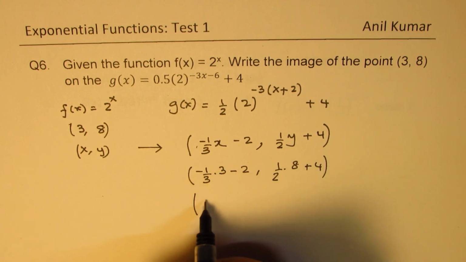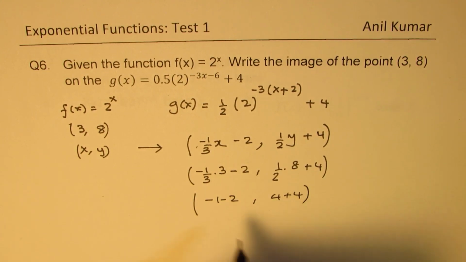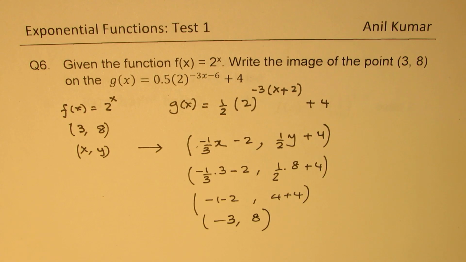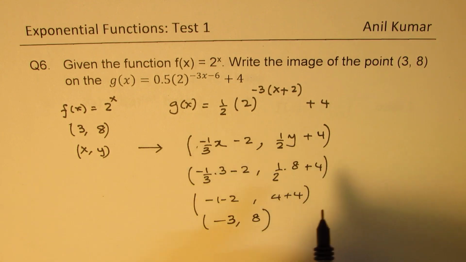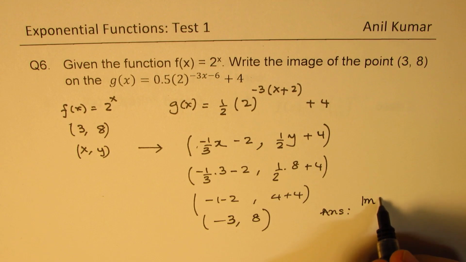So we get minus 1 minus 2, and here we get 4 plus 4. And so we get our coordinates, which is minus 3 and 8. So the y value is still the same, and the x value is this, correct? So that is our answer. So the transformed point, the image, is what?